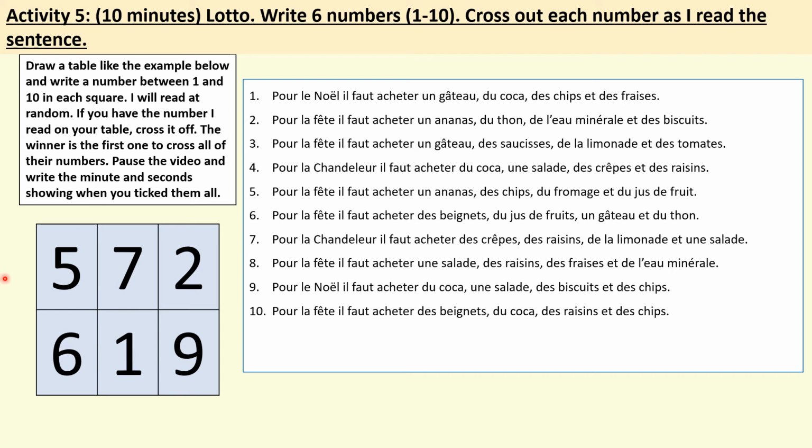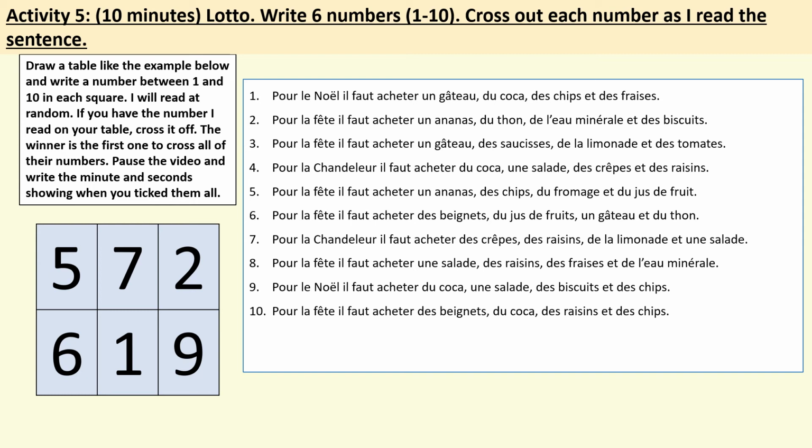This doesn't count, by the way. The winner is the first one that crosses off all of their numbers. And then when you do cross the numbers out, pause the video at that moment, write the minute and seconds showing when you ticked them all, and write that in your class workbook, and we'll see who got the best and got there the quickest. Okay, bit of a competition. So pause to write down your 6 numbers now. Press play when you're ready to listen to me reading the different sentences.